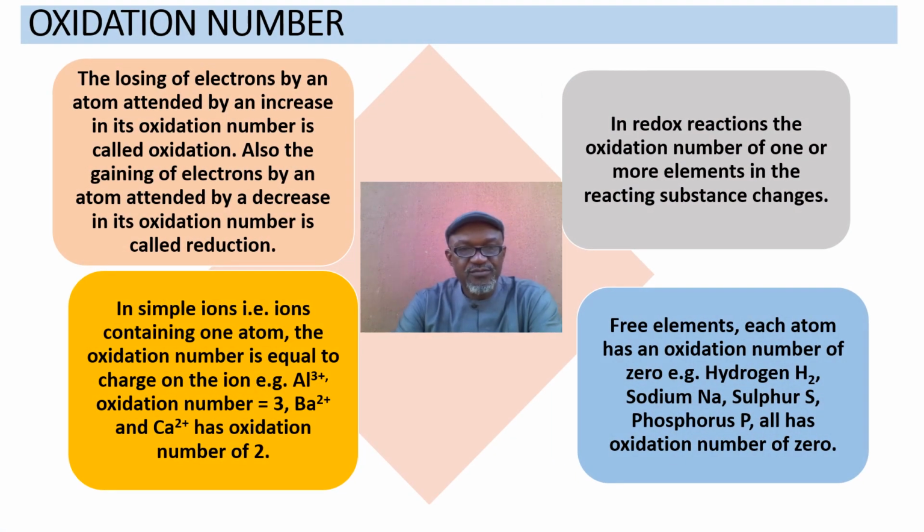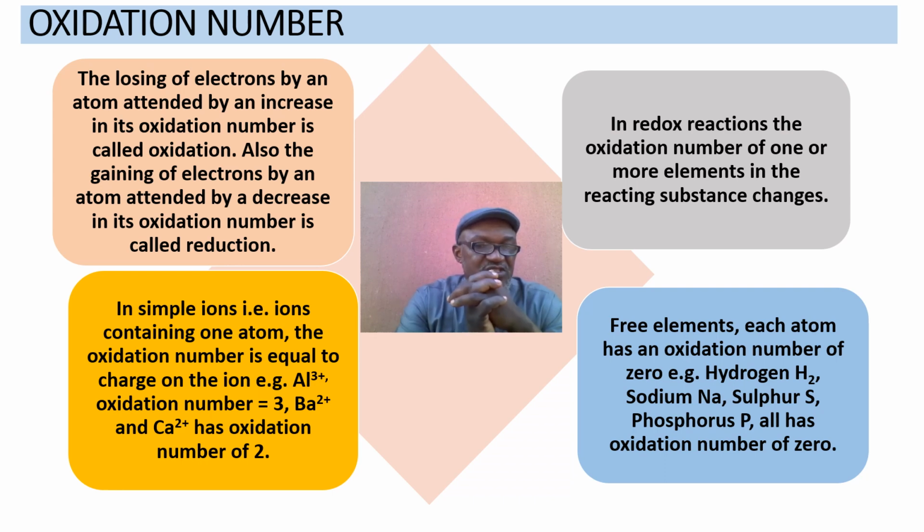Oxidation number. The losing of an electron or electrons by an atom attended by an increase in its oxidation number is called oxidation. Also, the gaining of electrons by an atom attended by a decrease in its oxidation number is called reduction. Remember when we looked at the Daniell cell, we said that the zinc is oxidized because the zinc loses 2 electrons and turns from zinc Zn to Zn superscript 2 plus.